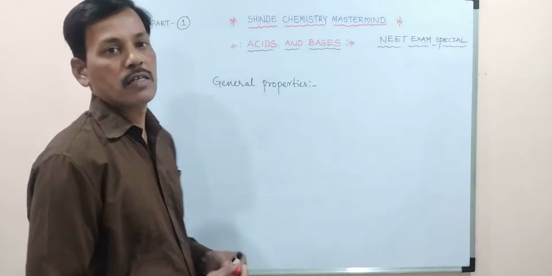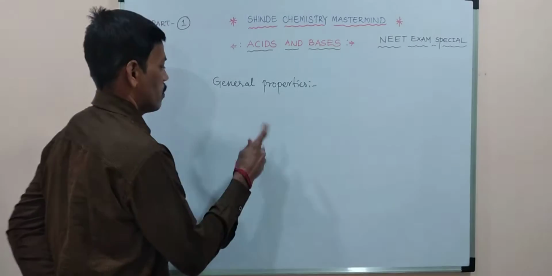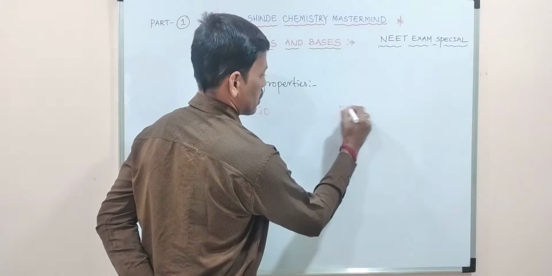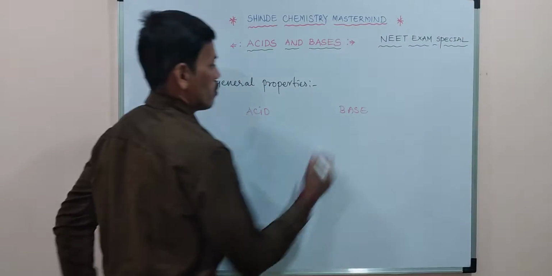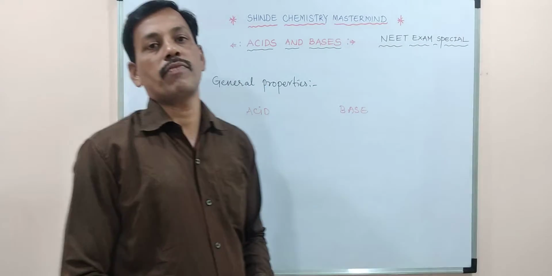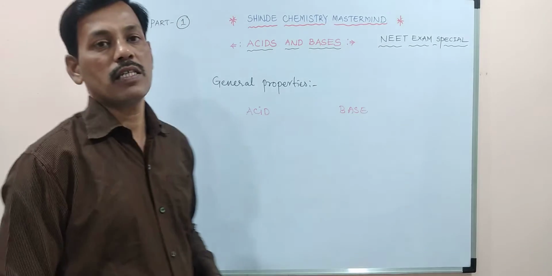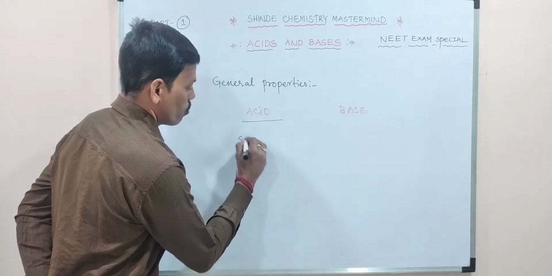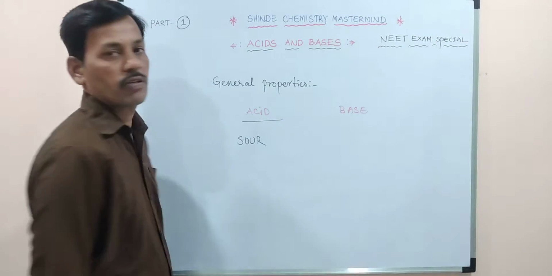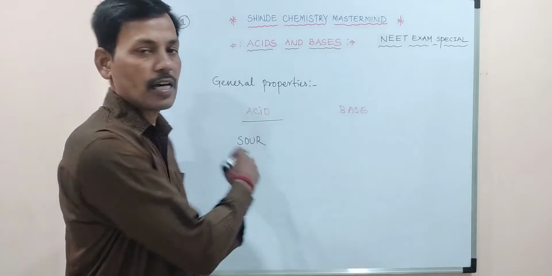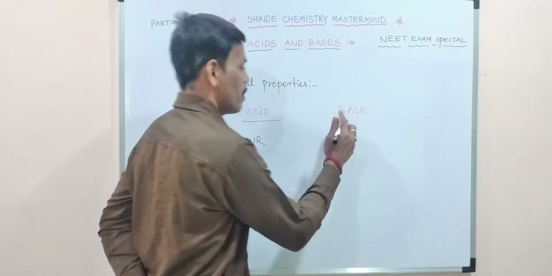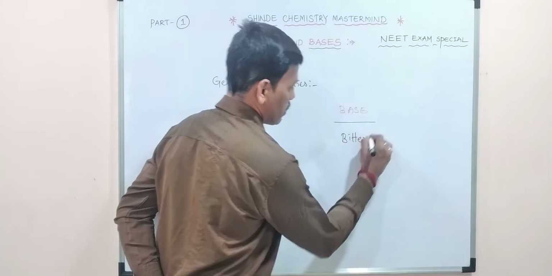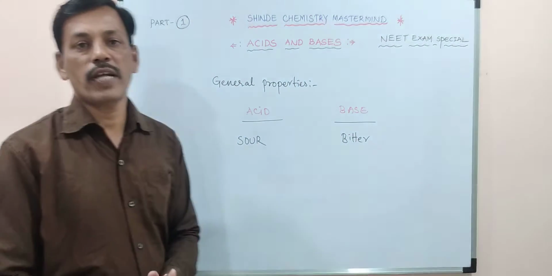So now, acid and base. If we see the general properties of acids and bases, what is an acid? If we see the taste of acids, acids are sour in taste, but bases are bitter in taste. So give one example for an acid.